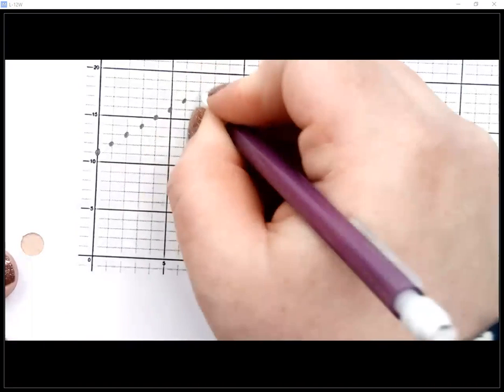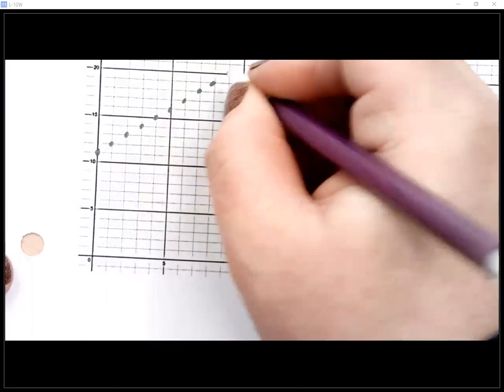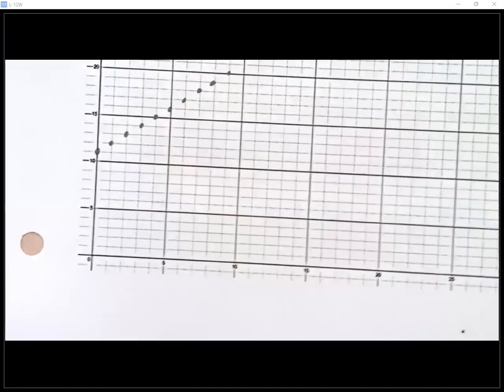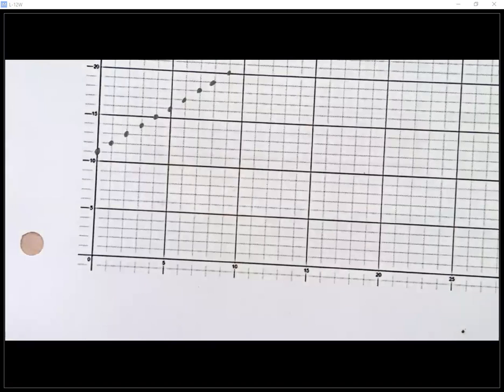You know what? I should give you straight edges. You're going to want nice lines. You'll see why. Two, three, four.